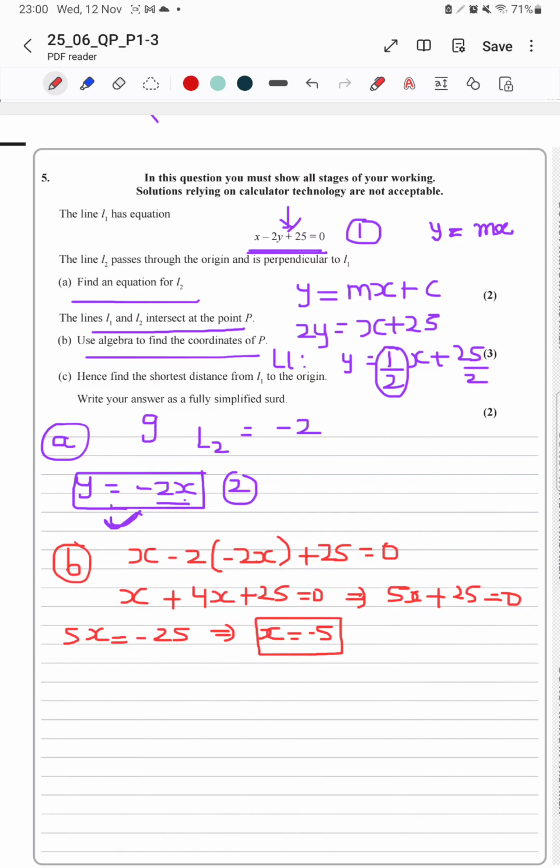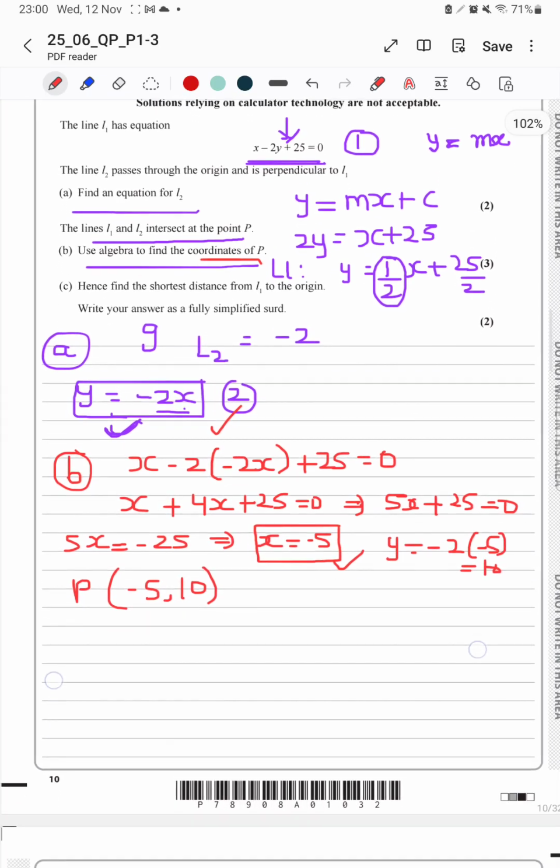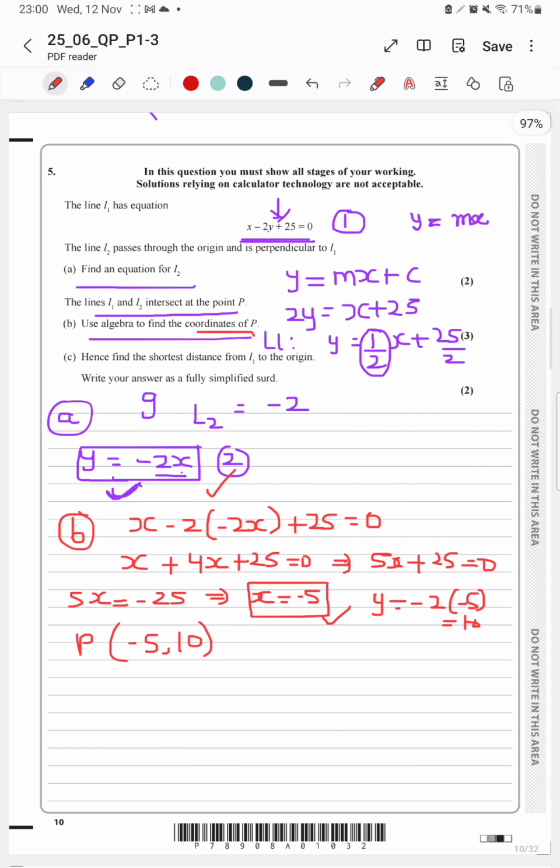Now because we have to find the coordinates of P, I need to find the y value also. You can substitute this x value in either equation 2 or 1, you will get the same coordinates. So y is equal to negative 2 times negative 5, and that is 10. So the coordinates of P are negative 5, 10. Then they said, hence find the shortest distance from L1 to the origin.